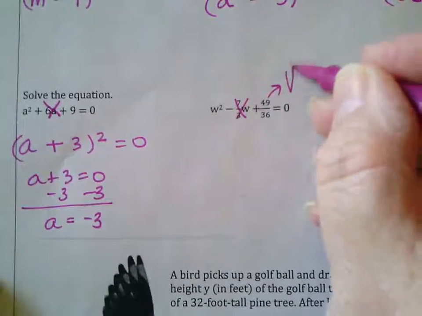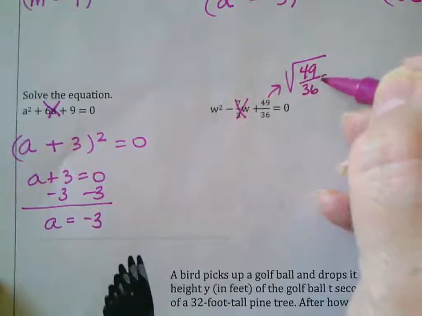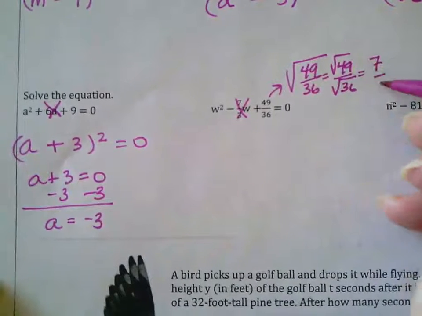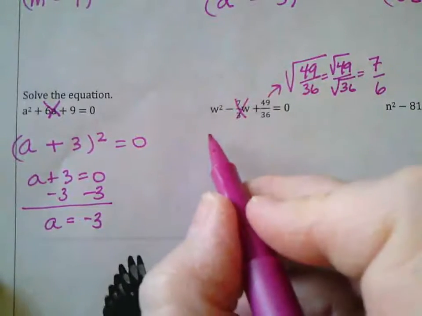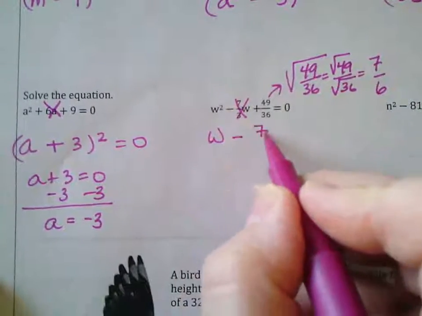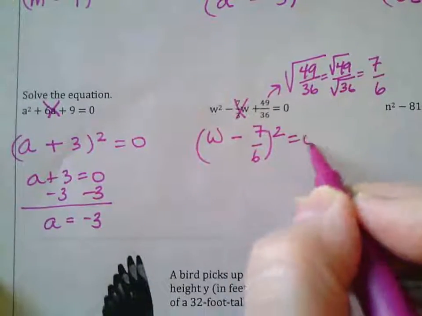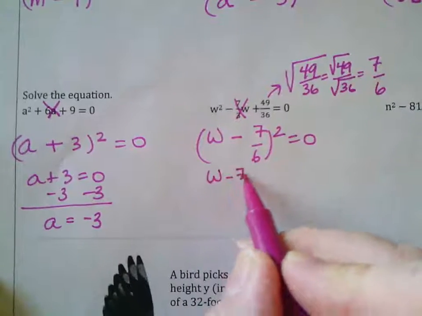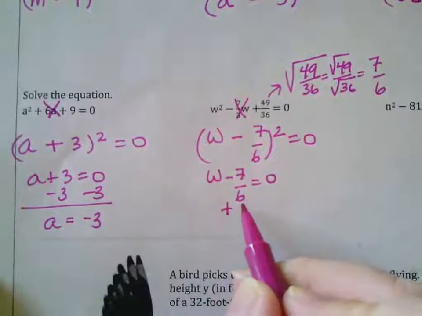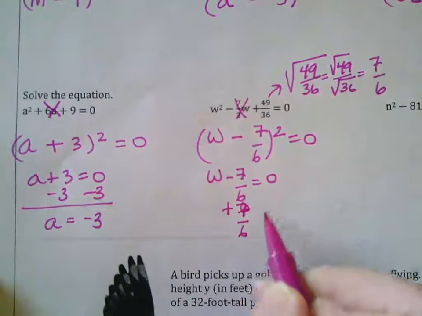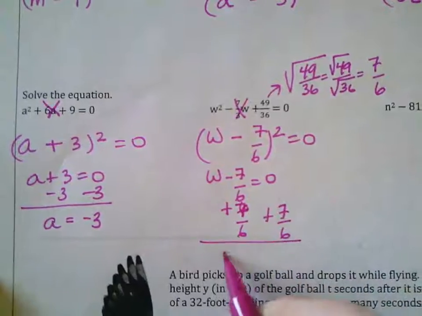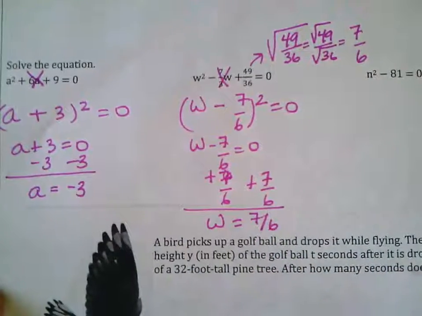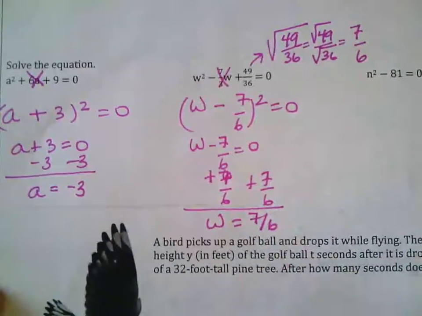The square root of 49 over 36 is the same as square root of 49 over the square root of 36, which is 7 over 6. So w minus 7 over 6 squared equals 0. If you are solving this, you would make this w minus 7/6 equals 0. Add the 7/6 to both sides, and w is going to equal 7/6. Okay, so these are the roots we're looking for.